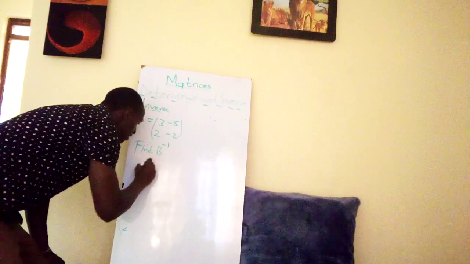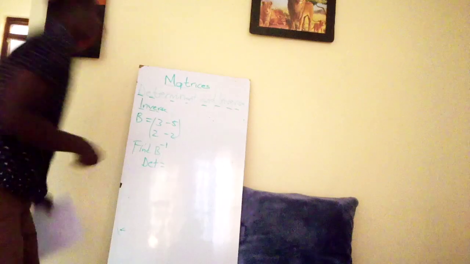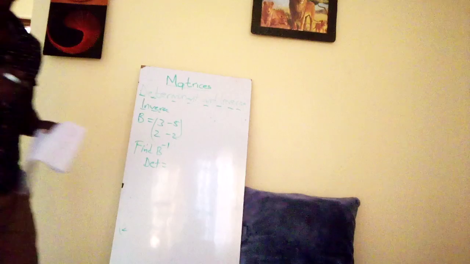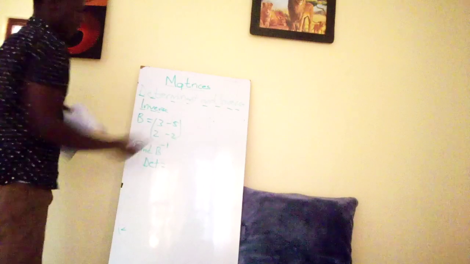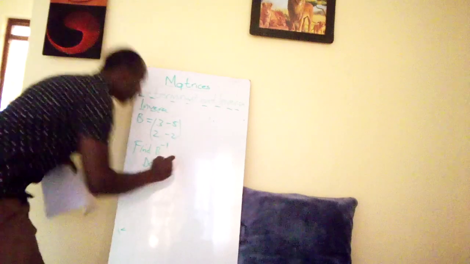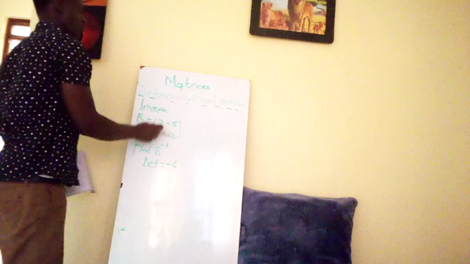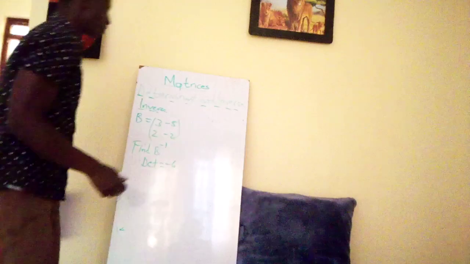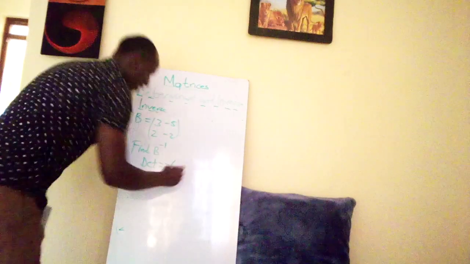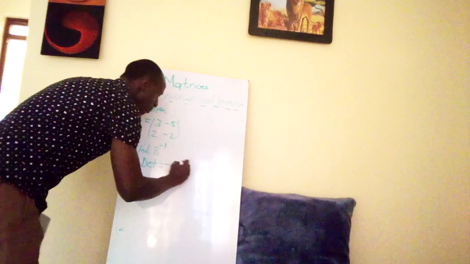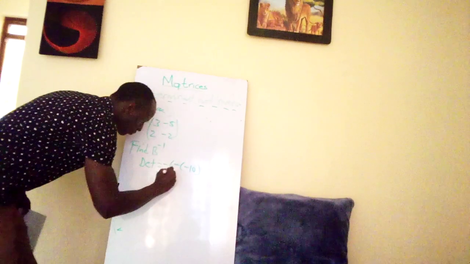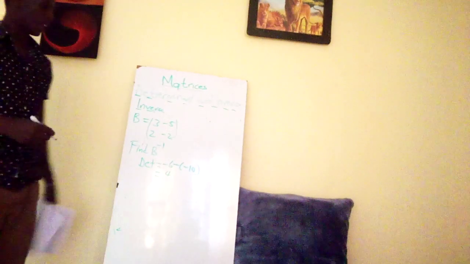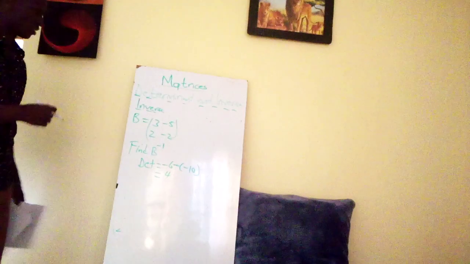First step, get the determinant. The determinant is the product of the leading diagonal minus the product of the secondary diagonal. The leading diagonal is 3 times negative 2. That will give you negative 6. 2 times negative 5, that will give you negative 10. So it will be negative 6 minus negative 10. With your calculator at home, when you work it out, this should give you 4. Negative 6 minus negative 10, that should give you 4.